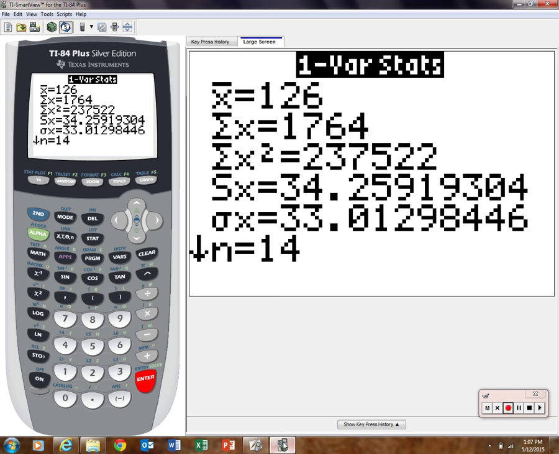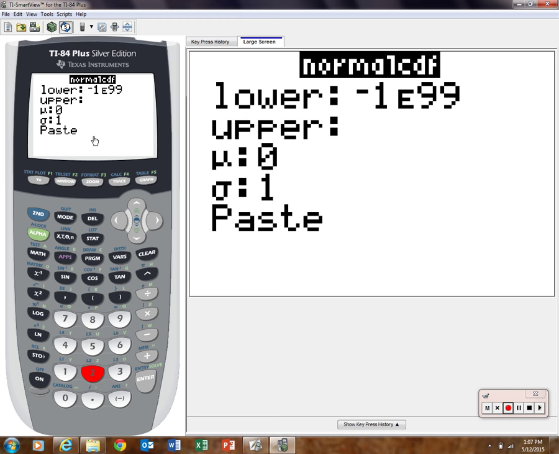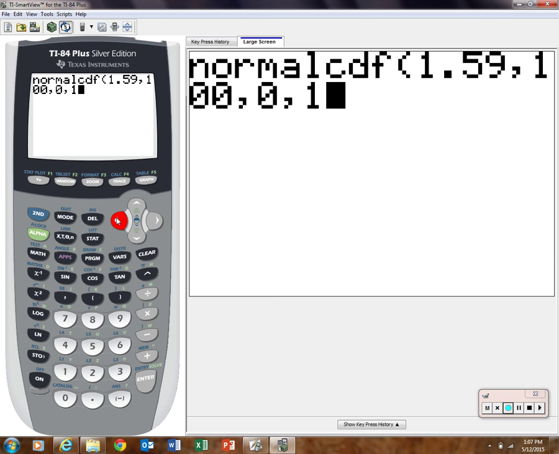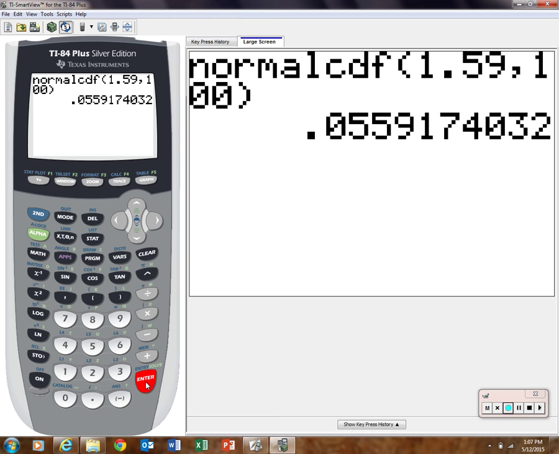All right, go back to the calculator. Second vars, this time we pick number 2. And again, the lower bound is 1.59. The upper bound, we're going to put in 100. When you're all done, this is what you should see. Hit enter. Voila.